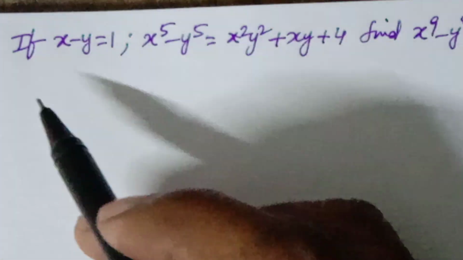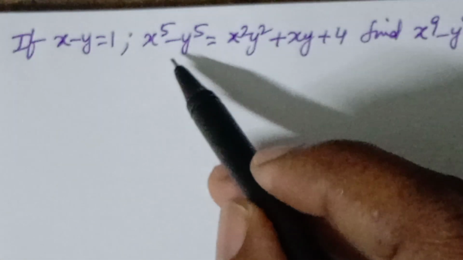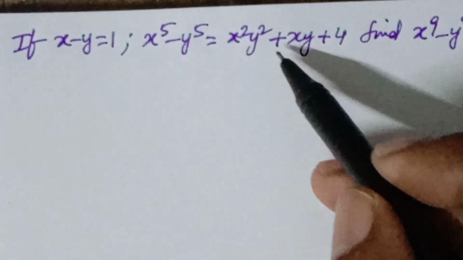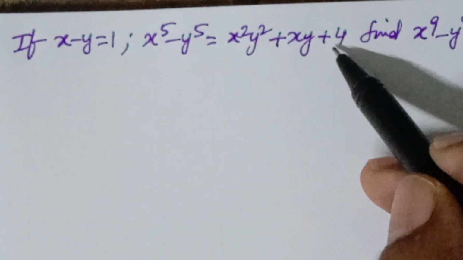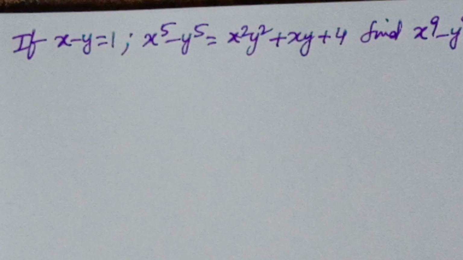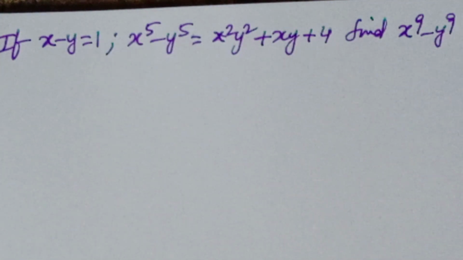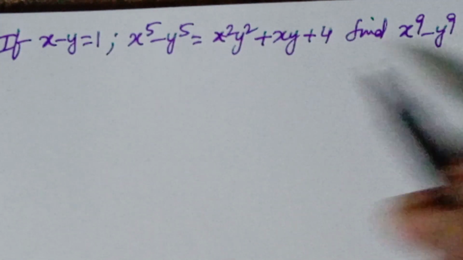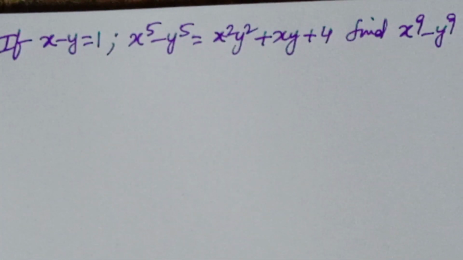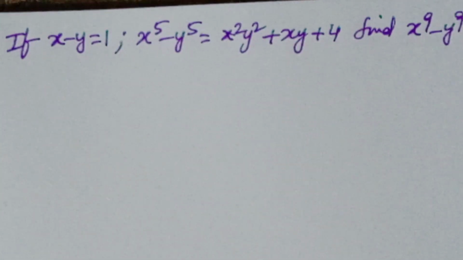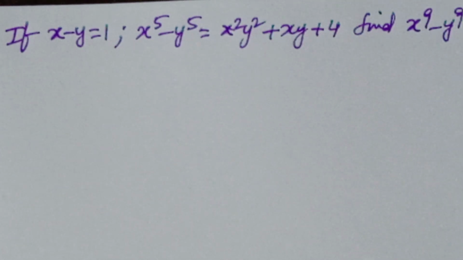The question is: given that x minus y is equal to 1, and x power 5 minus y power 5 is x square y square plus xy plus 4, find x power 9 minus y power 9. So, pause the video for 10 seconds and think about the problem. Can you do this problem?